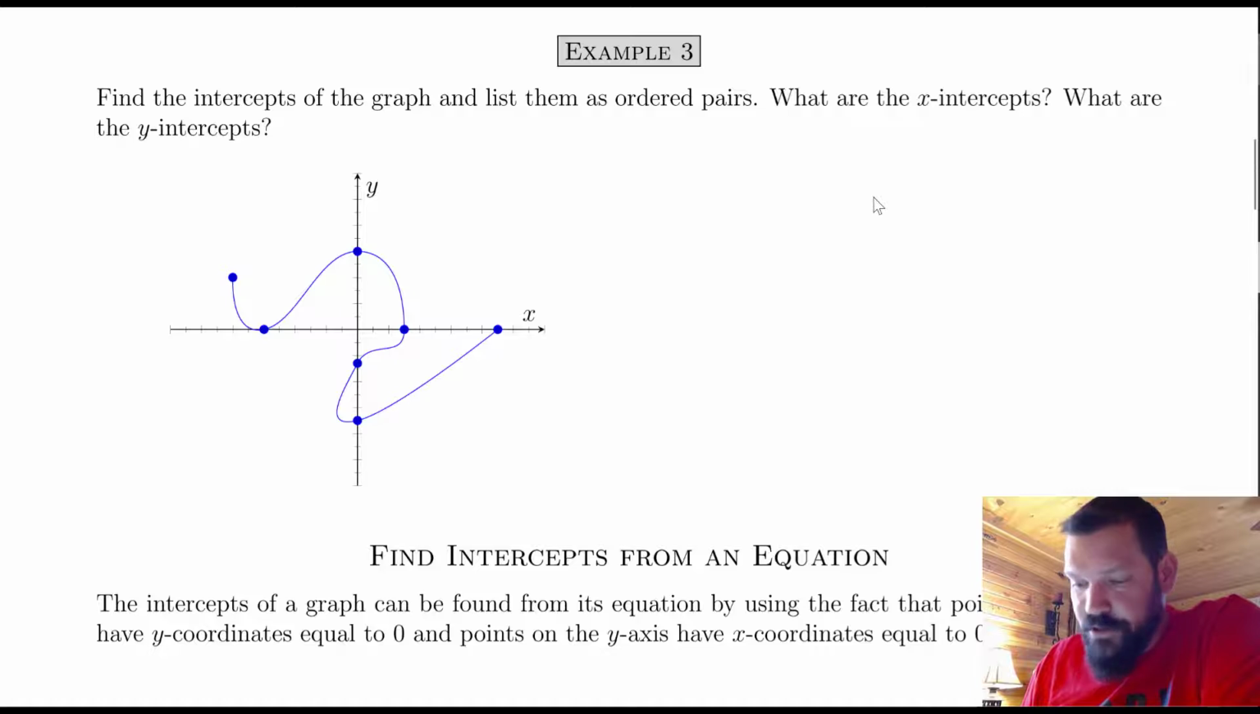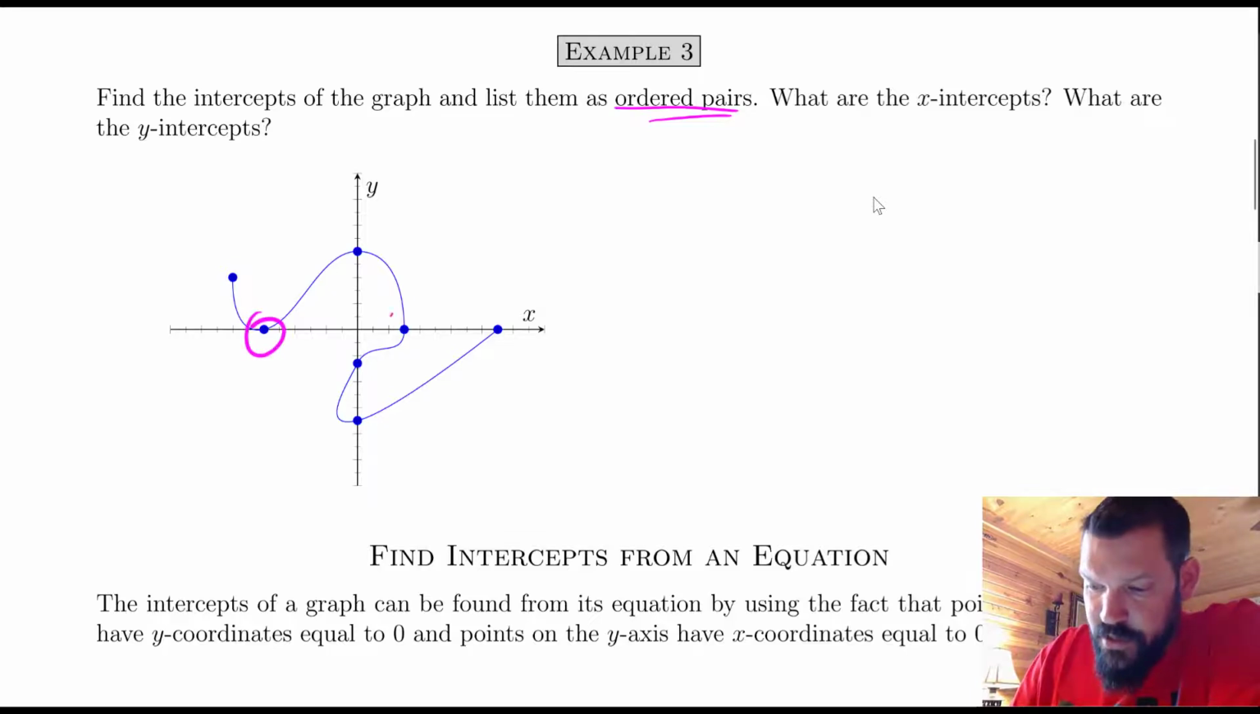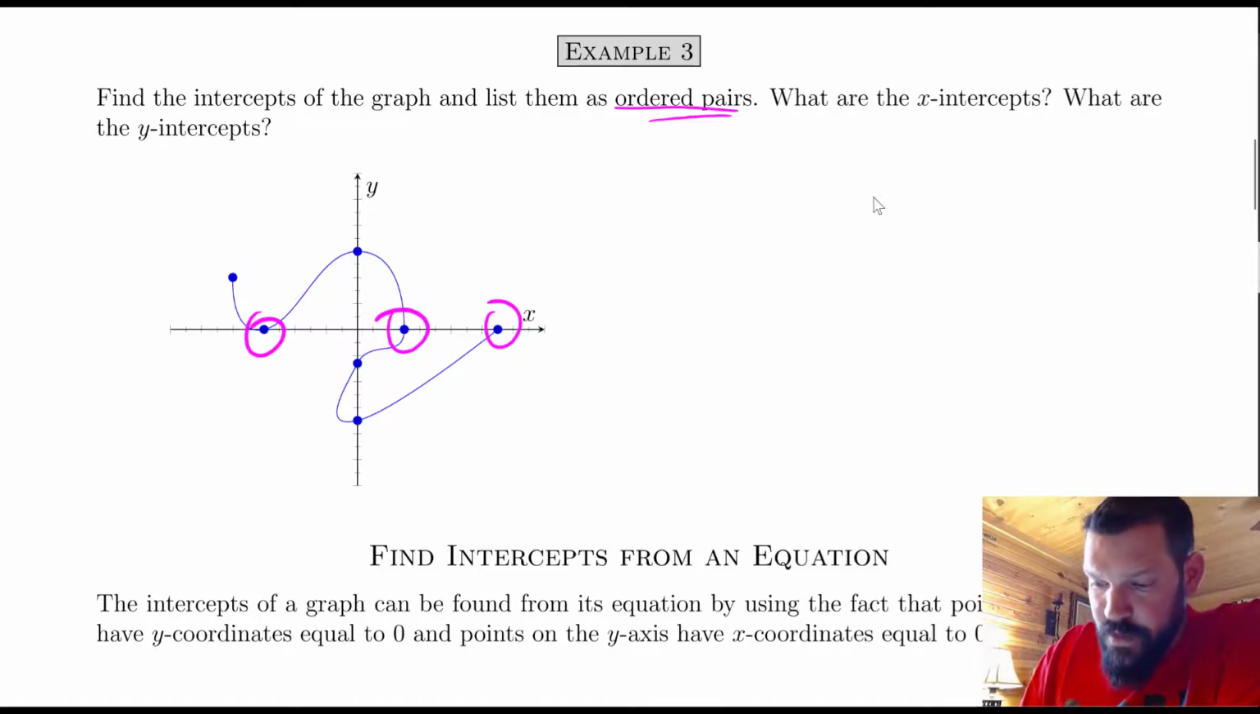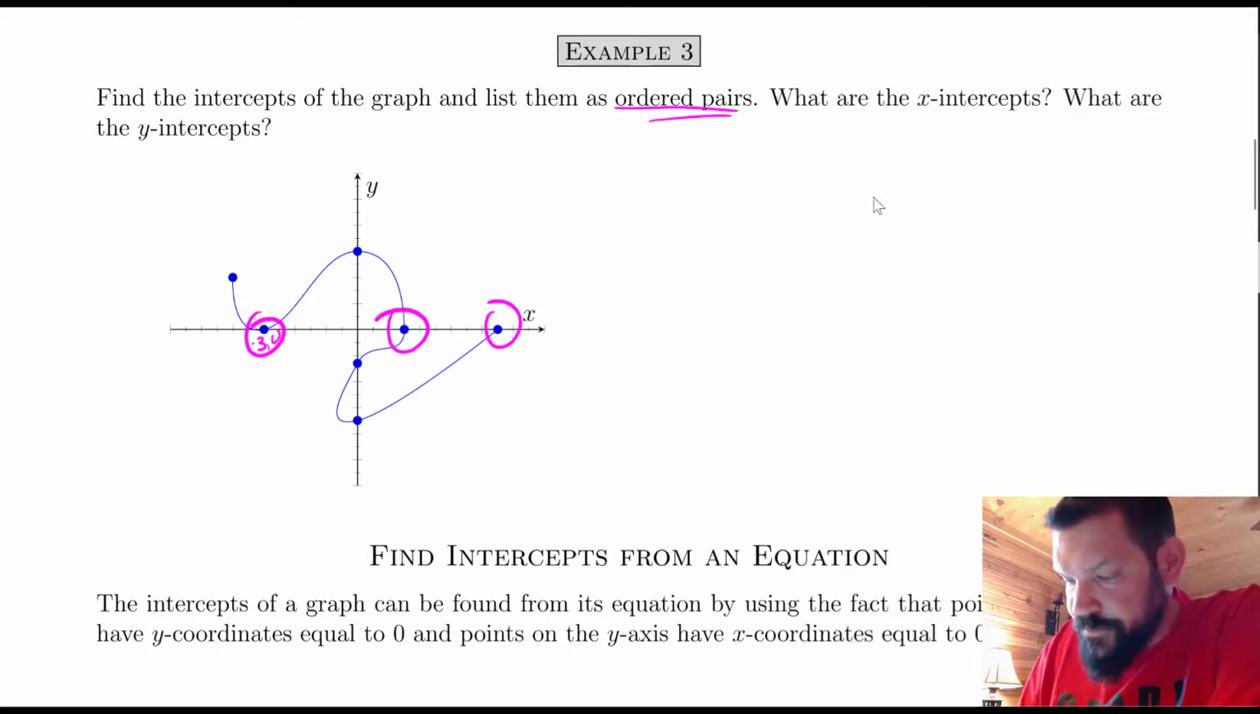But with this particular graph that we're given, we want to find the x-intercepts, the y-intercepts, and we want to list them as ordered pairs. So x-intercepts are anywhere a graph crosses the x-axis. So we have here, here, and here. So we have 3 x-intercepts. In all 3 of those cases, our y value will always be 0. Anytime a graph crosses the x-axis, y will be 0. So if I count my tick marks, 1, 2, 3. So that's -3, 0.